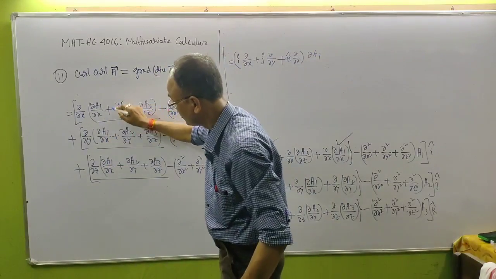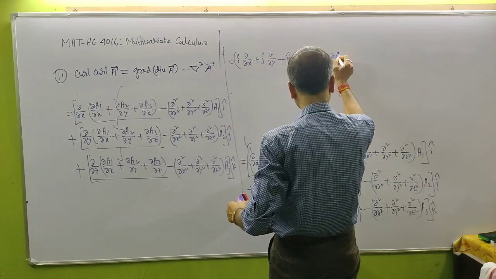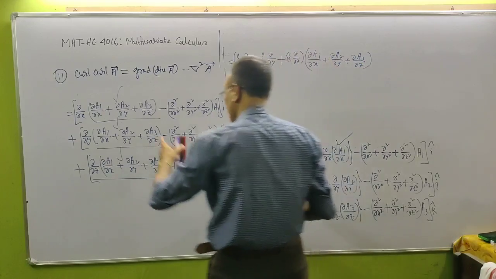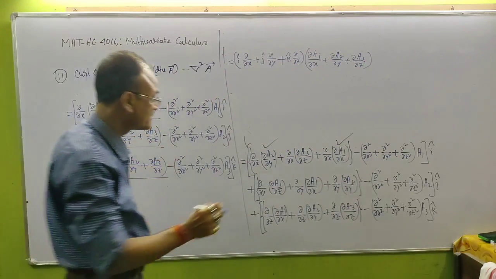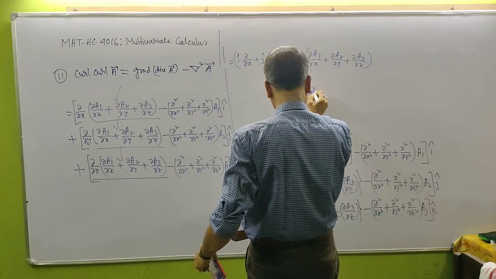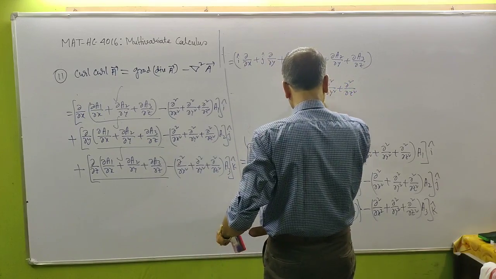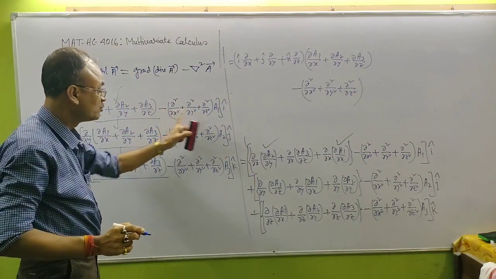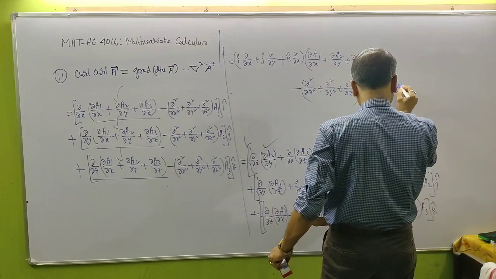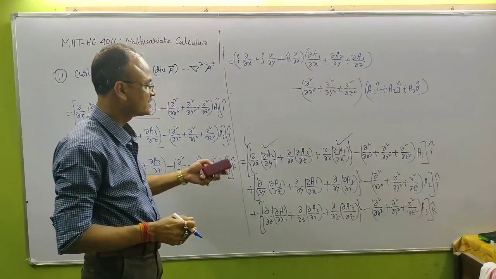Now you see this one, same: del a1 by del x plus del a2 by del y plus del a3 by del z. This one minus del square by del x square plus del square by del y square plus del square by del z square, for this 3 it will be a1 i cap plus a2 j cap plus a3 k cap. It will be like this.